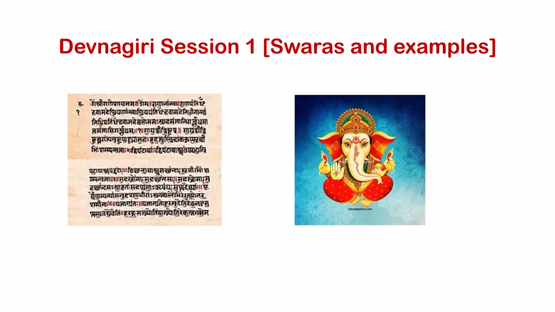On the left side you have vowels. Vowels are called swaraha. And on the right side you have consonants, that is vyanjanani. So vowels are swaraha, consonants are vyanjanani. In English, A, E, I, O, U are vowels, and the rest are consonants. Similarly, in Sanskrit you also have swaraha, vowels, and vyanjanani, consonants.